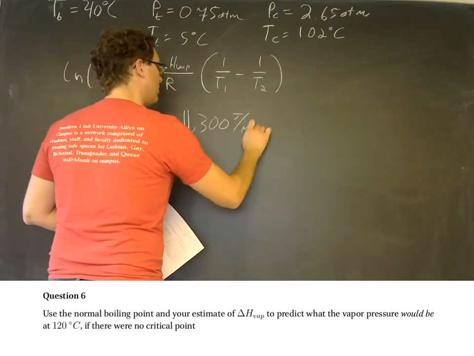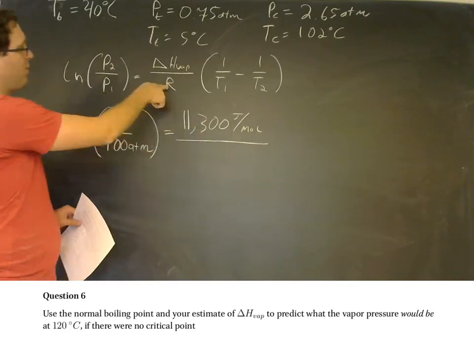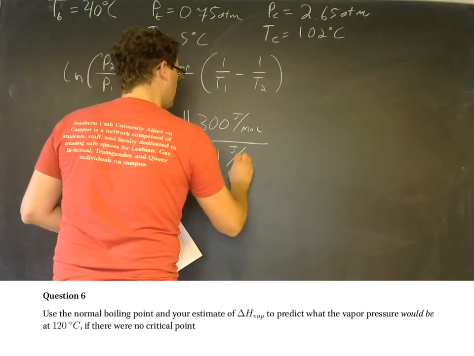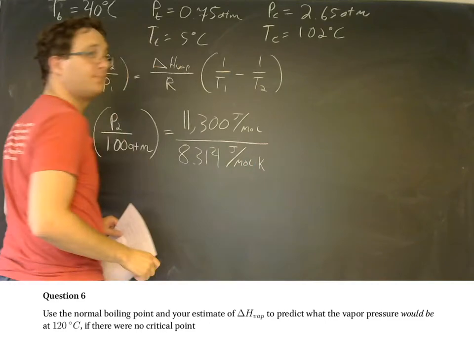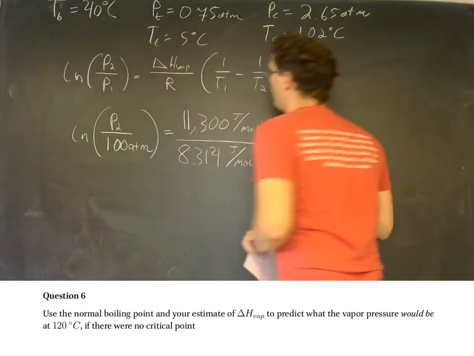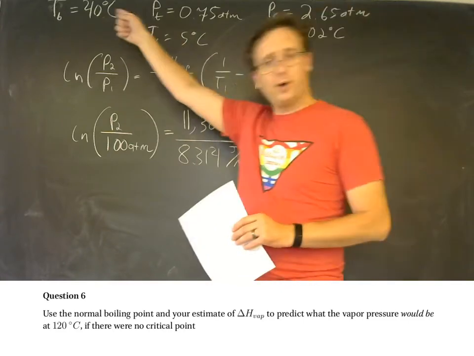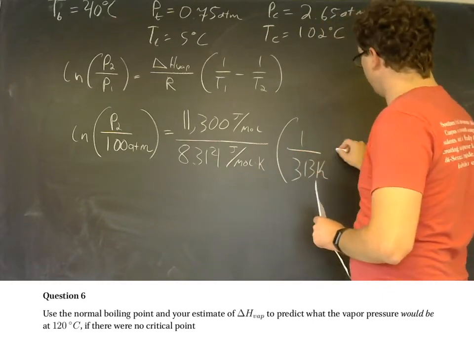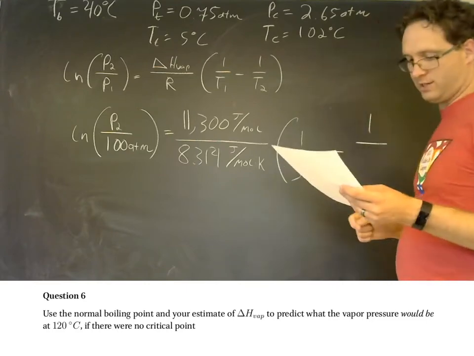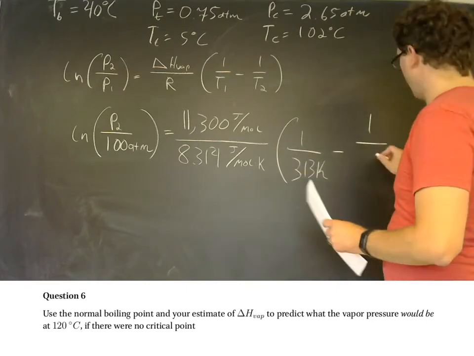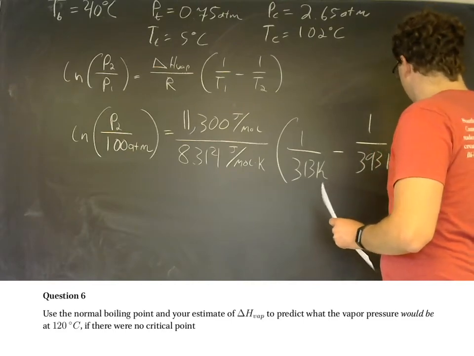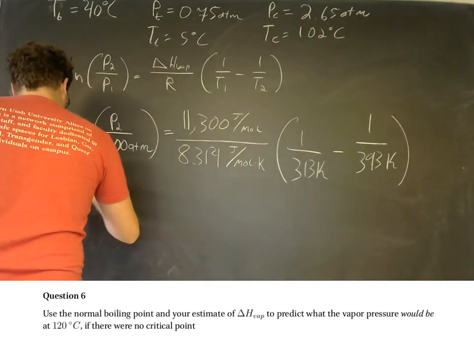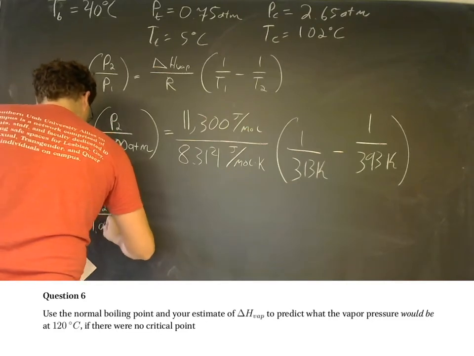That's kind of the definition of the normal boiling point, where the vapor pressure is 1 atmosphere. That's going to equal 11,300 joules per mole. We'll want to use joules per mole to make sure that our units match with R, which is 8.314 joules per mole Kelvin, times 1 over T1, our boiling point temperature, 40 degrees Celsius is 313 Kelvin, minus 1 over T2, the 120 degrees given in the question. That's 393 Kelvin.